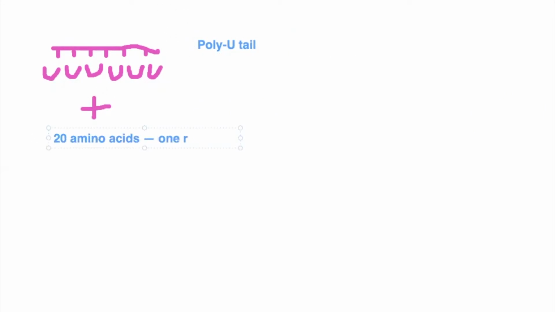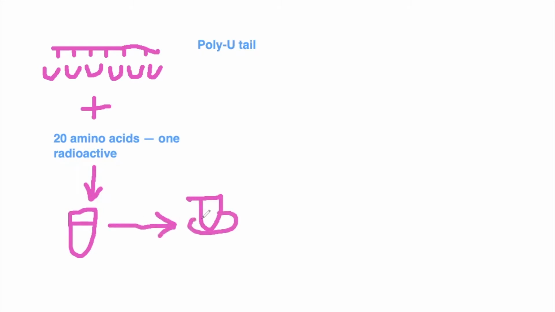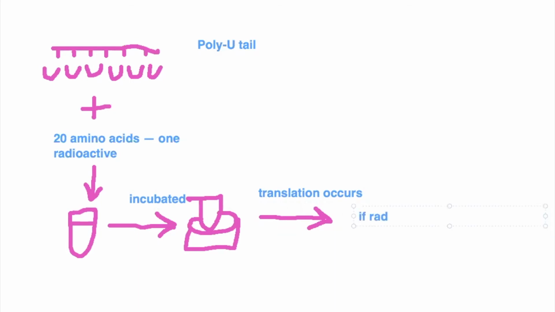The Nirenberg and Matthaei experiment started by creating an mRNA molecule of only uracils, called a polyuracil. They added it to a cell-free extract with all 20 amino acids. One amino acid was labeled radioactive while the other 19 were not. The tube was incubated and translation took place. If the resulting protein was radioactive, that means the codon codes for that amino acid. This was done for each of the amino acids being radioactive in the original tube, meaning 20 experiments were done.